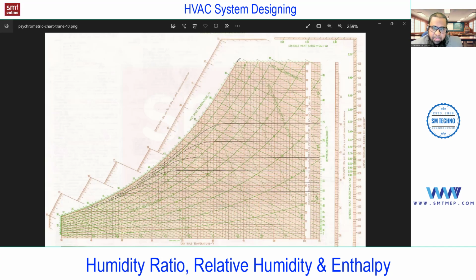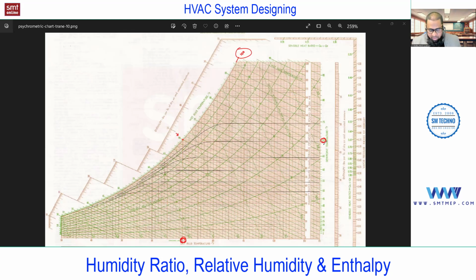This line is the 100% RH line, this curve. And this 70 is the wet bulb temperature. Below 70 is the dry bulb temperature. And the dew point temperature you will find here. If I put a point here, this is at RH 100%. You see the dew point temperature is 70 degrees Fahrenheit, the dry bulb temperature is 70 degrees Fahrenheit, and on the right side the dew point temperature is also 70 degrees Fahrenheit. This is one important point to consider from an interview point of view.